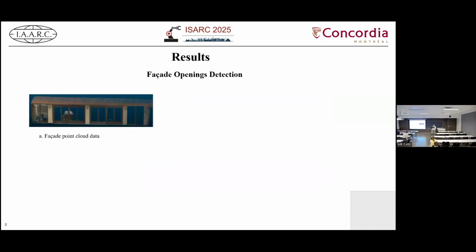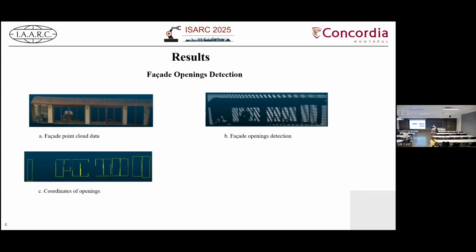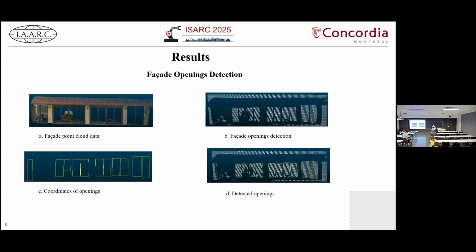And then we did the opening detection on the facade wall elements. The first picture is the input facade point cloud data. And then the second is the facade opening detection. Then we estimate the coordinates of the facade openings. The results are obtained in rectangular format. And this picture represents detected openings on the facade point cloud data.